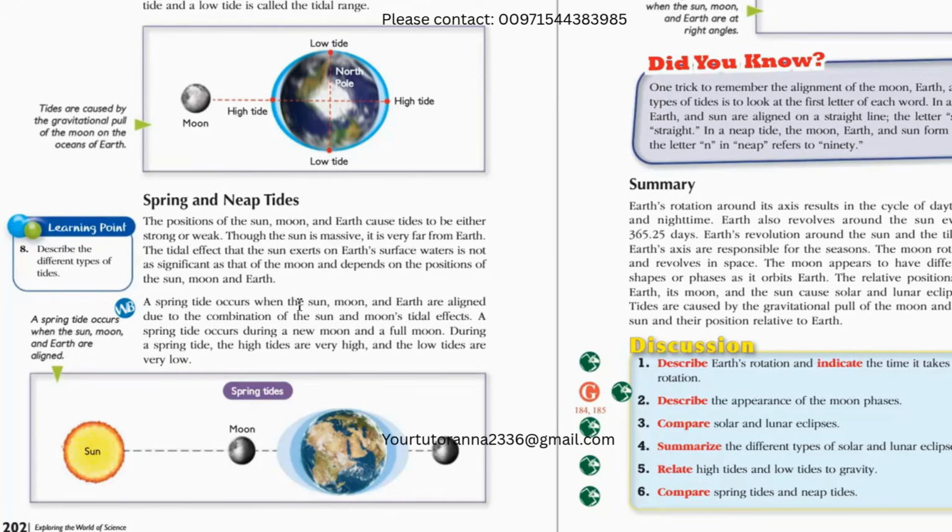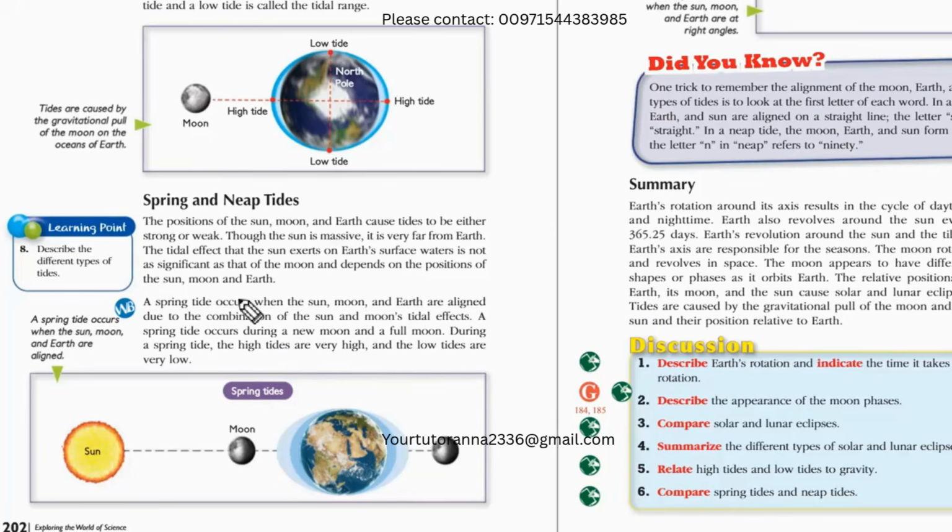A spring tide occurs when the sun, moon, and earth are aligned. You see that? Spring tide, when the sun, moon, and earth are aligned. Spring tide occurs during a new moon and a full moon. Okay, so remember, a new moon and a full moon, okay? So during the spring tide, the high tides are very high and the low tides are very low.